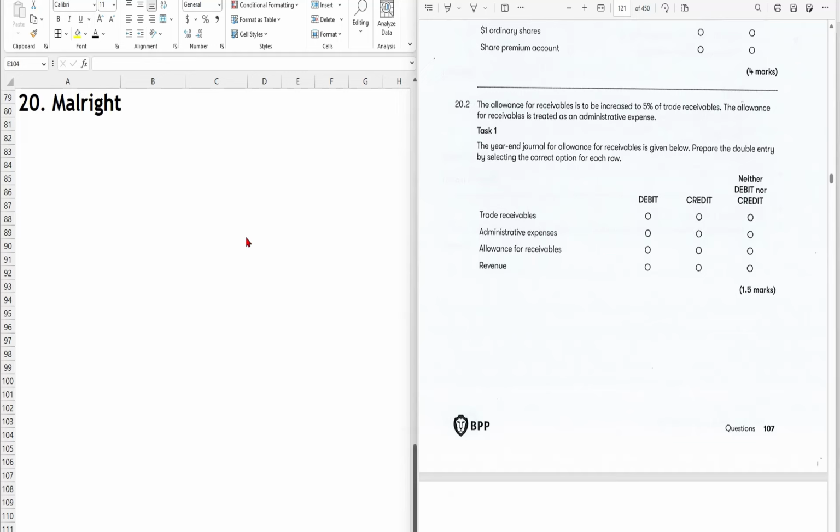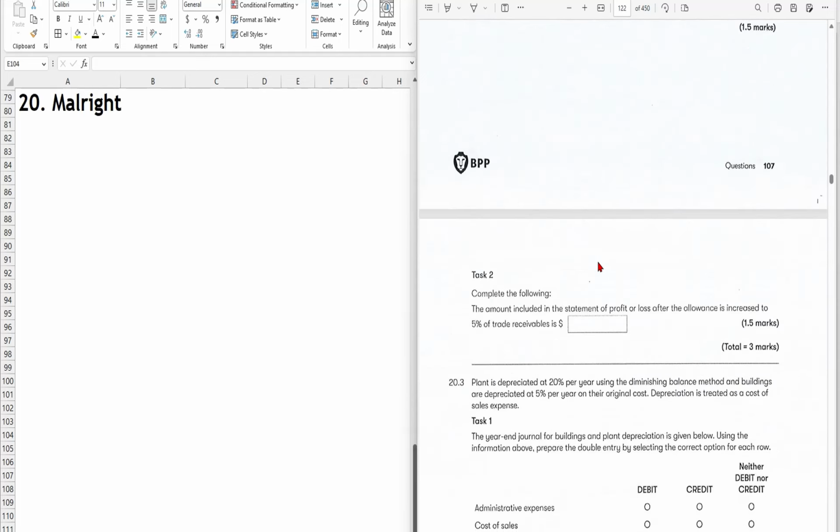At the same time, we are increasing our provision as well. Previously, suppose we had made a 500 allowance. Now we are going to make a 1000 allowance. So provision is also going to increase, and provision is liability. Increase in liability means we should hit the credit side. So we need to credit the allowance for receivable. Similarly, we are not going to hit any revenue item, so again, neither debit nor credit. Okay. Fine.